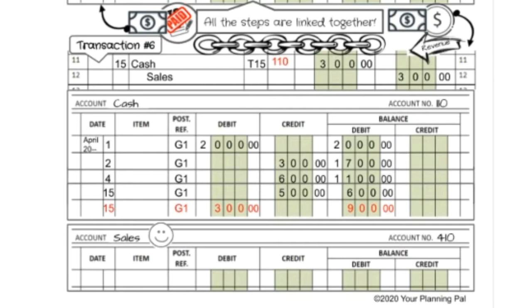and then we move on to sales. The business is smiling, it's owner's equity, it is a normal credit balance. So we'll copy our date, it's the 15th.